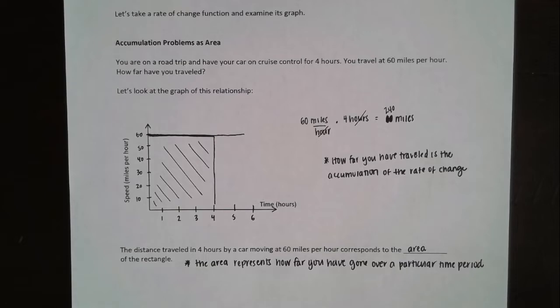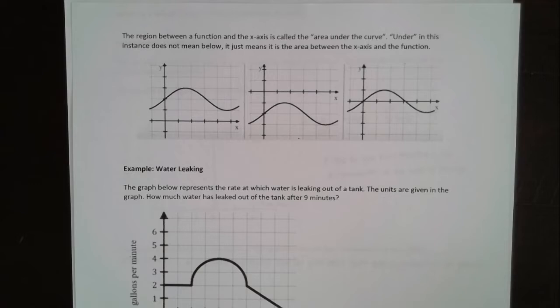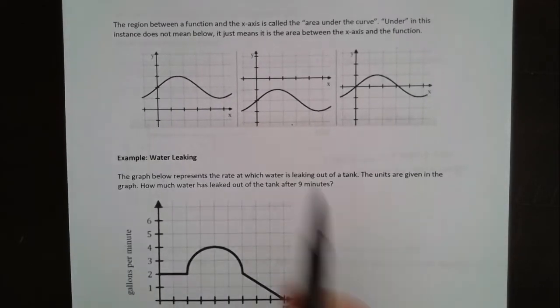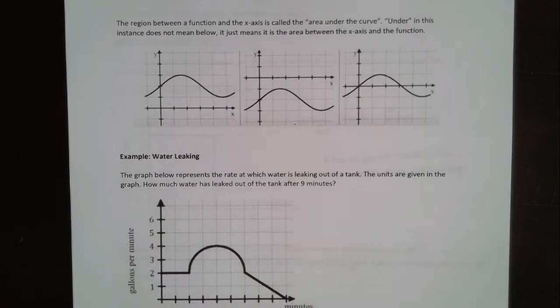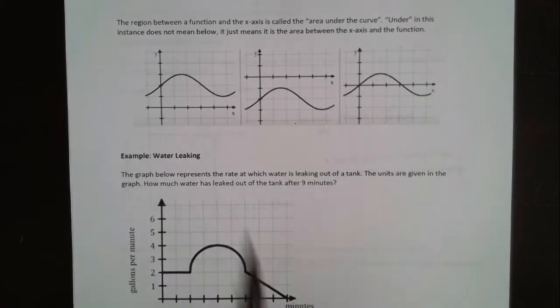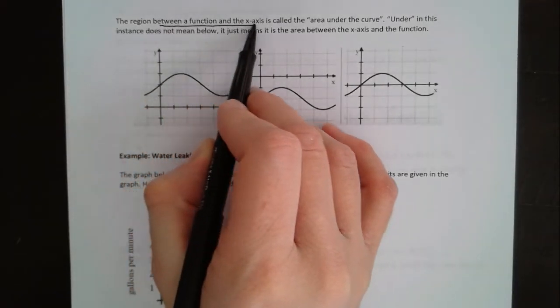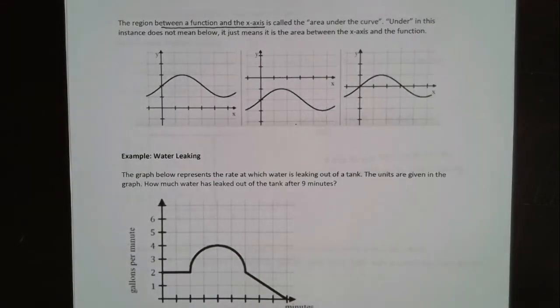So let's look a little bit more at that idea of what the area under the curve looks like, because like I said, we're going to be working with that a lot during this unit. We can say that the region between a function and the x-axis is called the area under the curve. So we use the general term area under the curve, but we're really talking about the region between the function and the x-axis. And this can look a couple of different ways. So under doesn't necessarily mean below. It just means that the area is contained between the x-axis and the function.